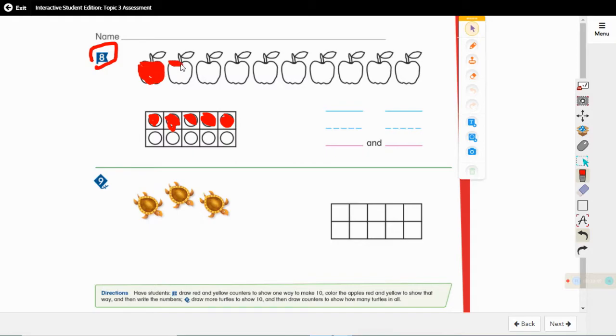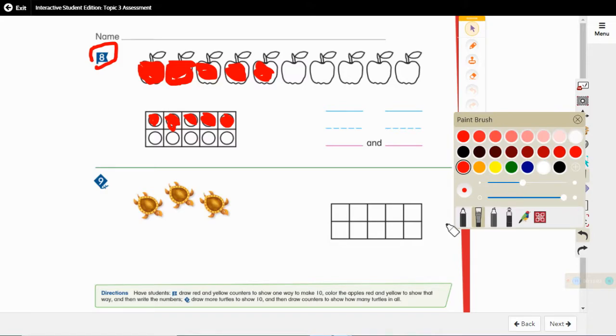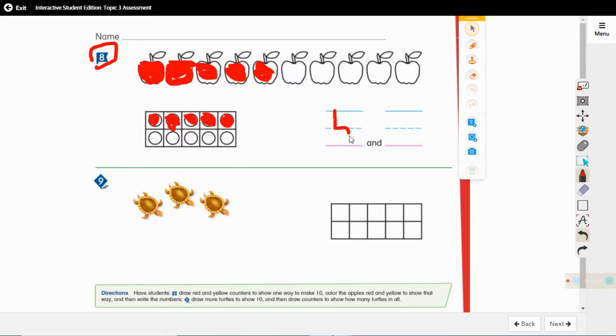1, 2, 3, 4, 5. 5 red apples. And since I have 5 red apples, I'm going to write my number 5 here. Short neck, belly fat. Number 5 wears a hat.